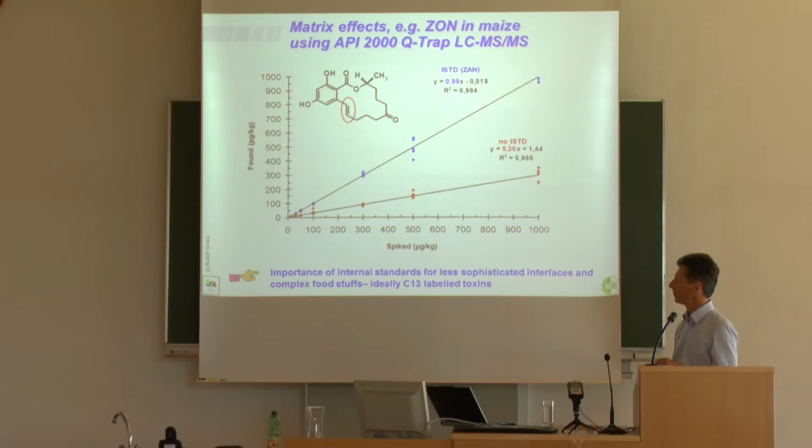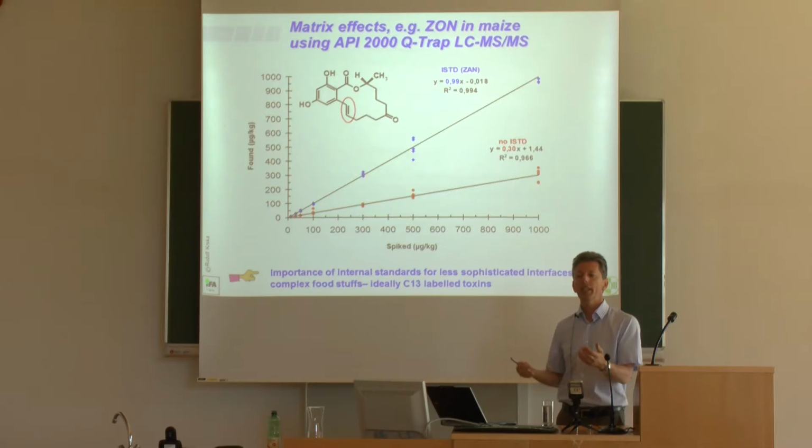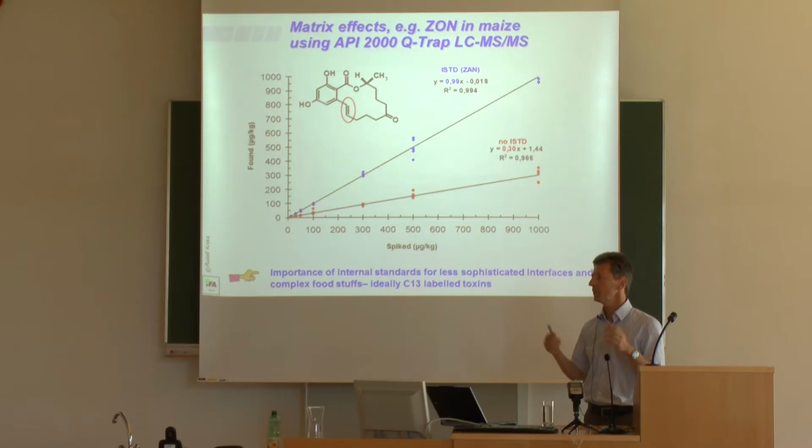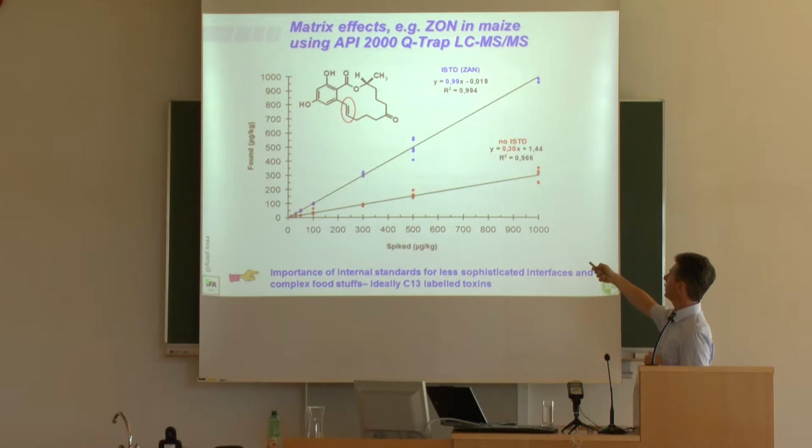What matters in LC-MS is actually so-called matrix effects. When you still have an API 2000 and you want to convince your boss that you need an update, let's say to an API 6000 or whatever the company brand names are, then show him this graph. Here is the graph: spiked microgram per kilogram in a maize sample, and here the found microgram per kilogram. This 45 degree line is the one you would like to end up with, but this is actually the graph which you will obtain.